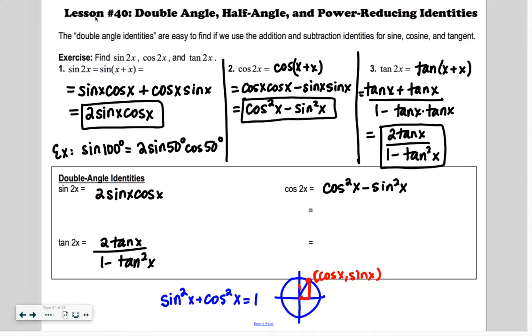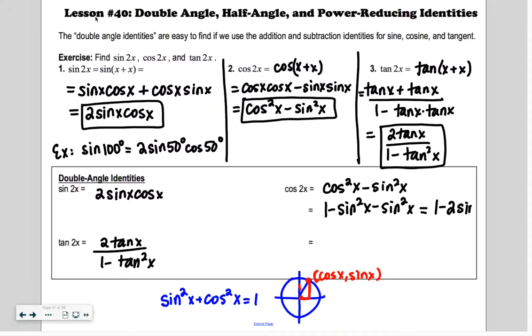All right, so let's say I wanted everything in terms of sine instead of cosine. Couldn't I replace this cosine squared with something? What is cosine squared equal to? It's equal to 1 minus sine squared, right? So I could replace that, and I'd have 1 minus sine squared minus another sine squared. So how would I write that?